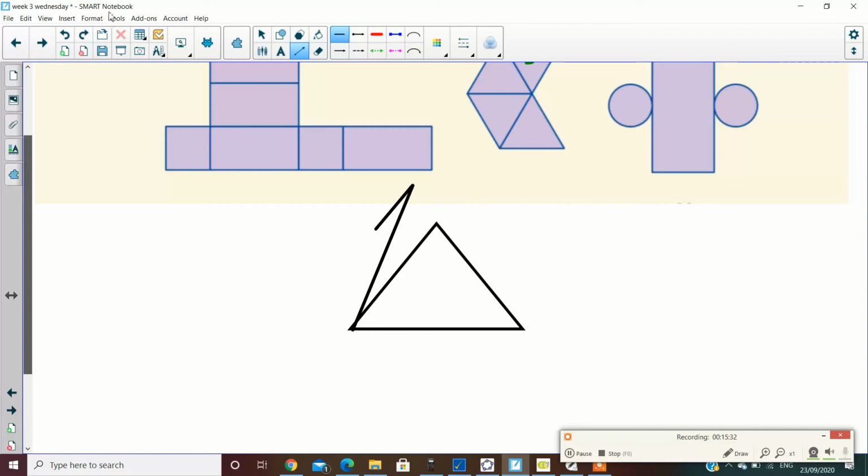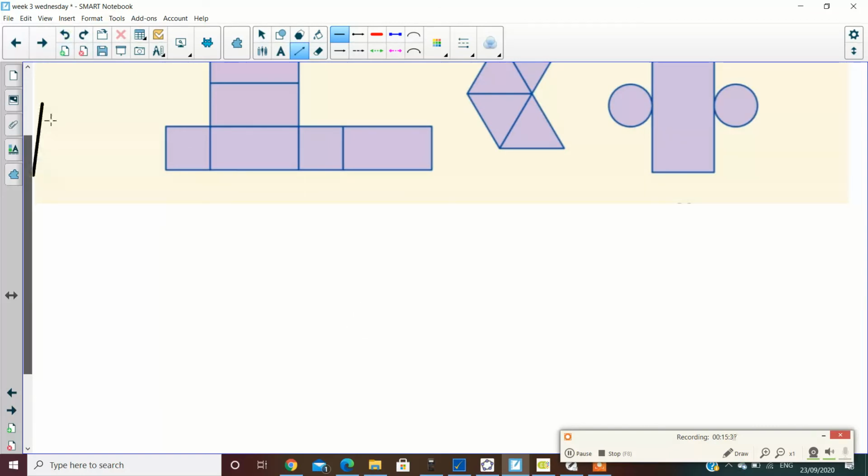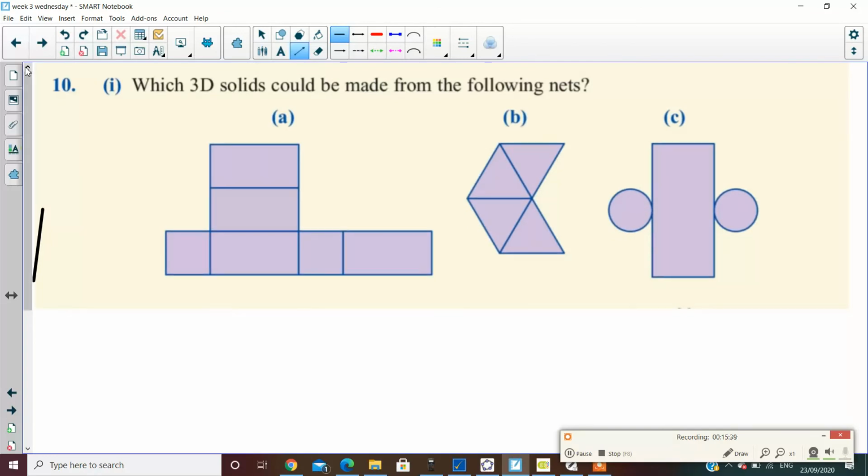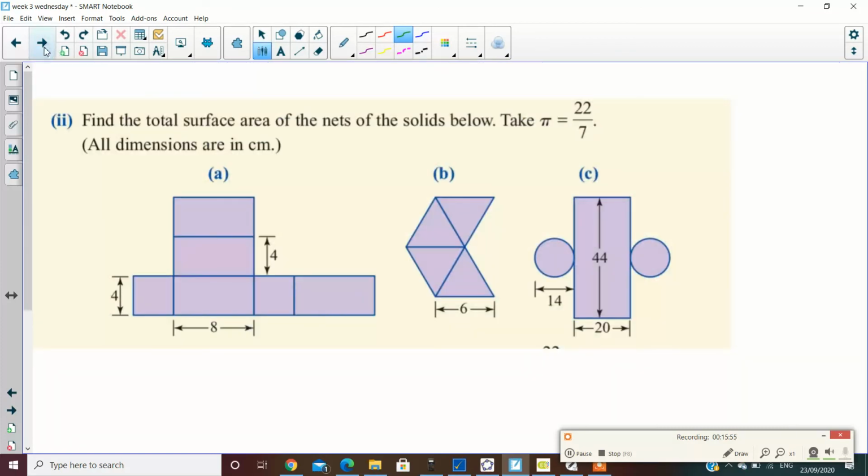All right, basically what it does is it folds to a triangular base with three other triangles on it. So this is a triangular pyramid. You get what I'm saying? Not a square base pyramid, but a triangular pyramid. This one's just a cuboid, and this one is a cylinder. Okay, grand. All right, you do part 2 then.